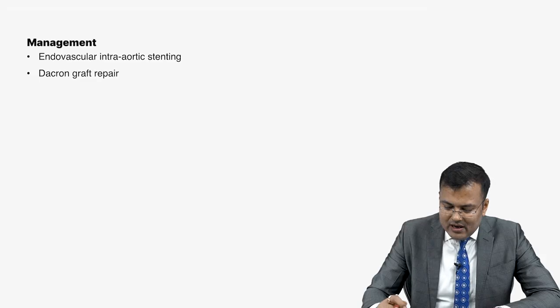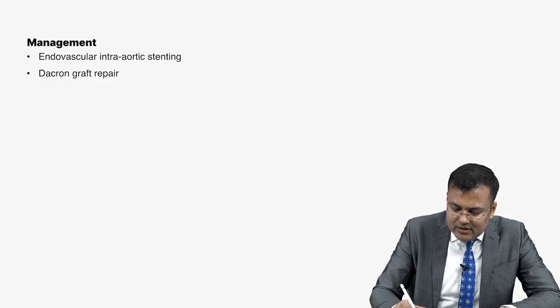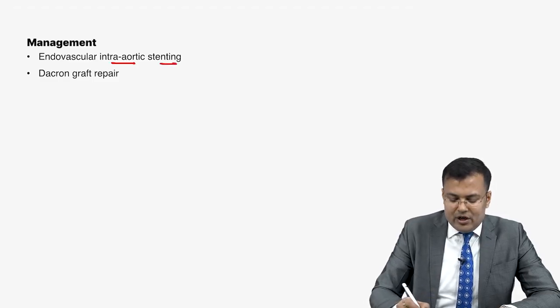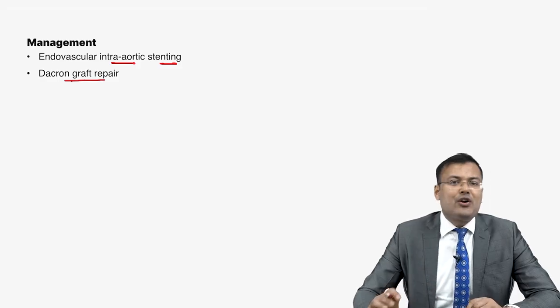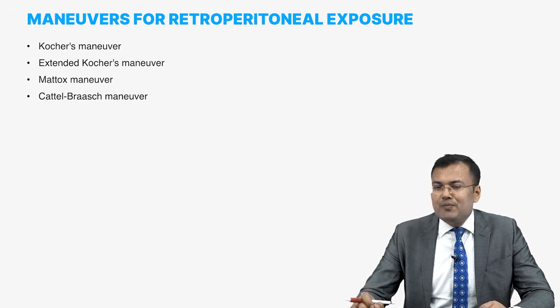We already discussed how to manage. We have to bypass the site of tear by endovascular intra-aortic stenting, or second option, we can go for Dacron graft repair. Nowadays, lots of questions are asked related to maneuvers for retroperitoneal exposure.